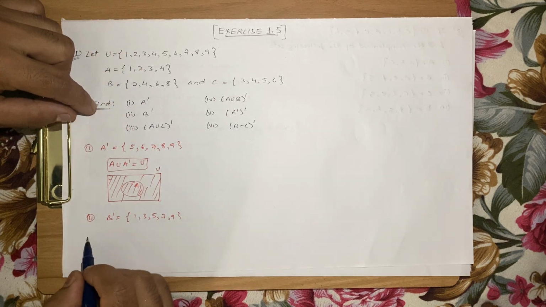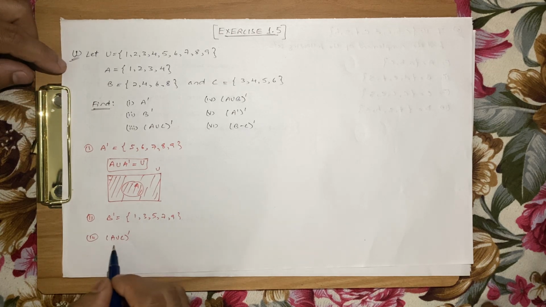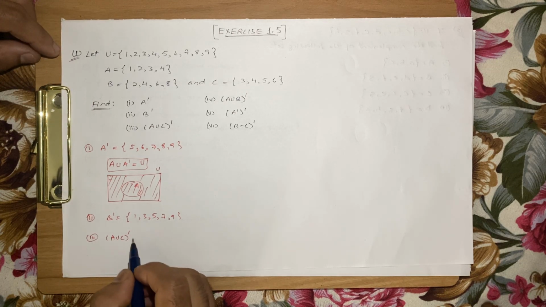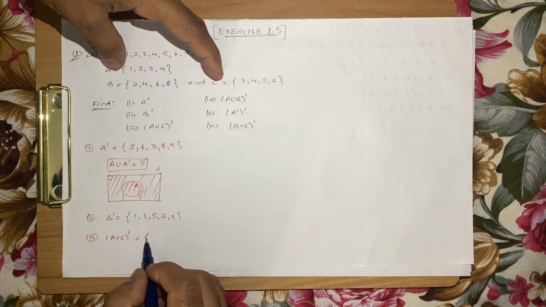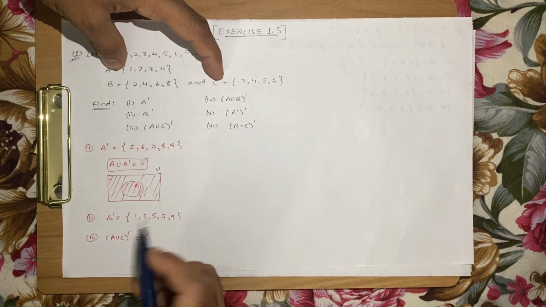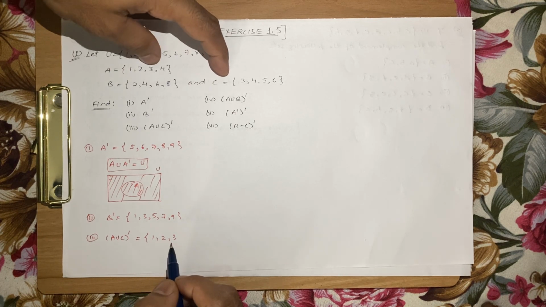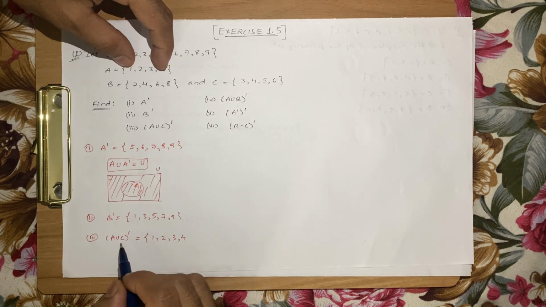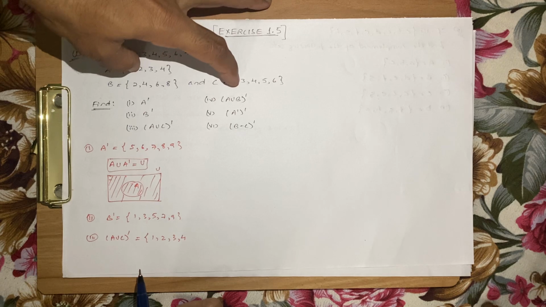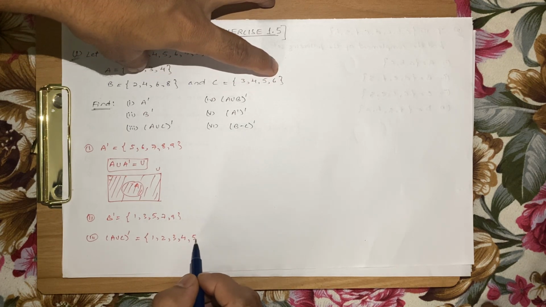Now we need to do the third one, A union C dash. So first we'll do A union C. So what is A union C? These two sets combined, right? Union means to unite, to combine. So it will be 1 2, then 3, and then 4. So these are the elements of the first set, A. Now let's see the elements present in the second set, 3 4 5 6. So I have 3 4 and I'll write 5 and 6.